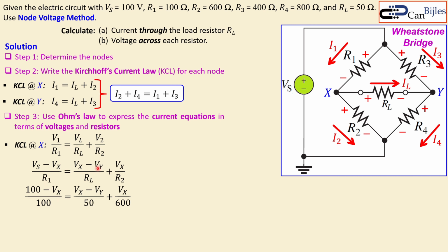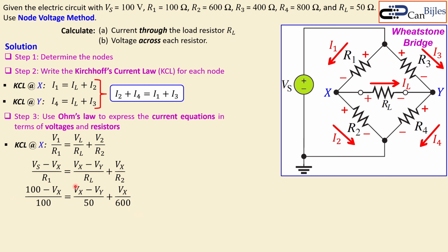And Vx minus Vy, both of them of course unknown, over 50 for RL, and Vx over R2 is 600. So we have now an equation which has two unknowns. So we need another equation. We will get that from our node Y.